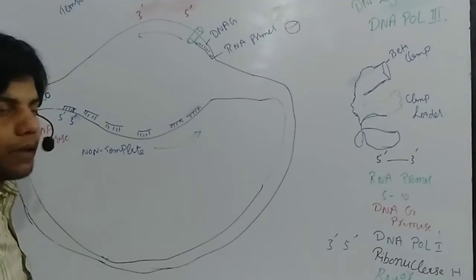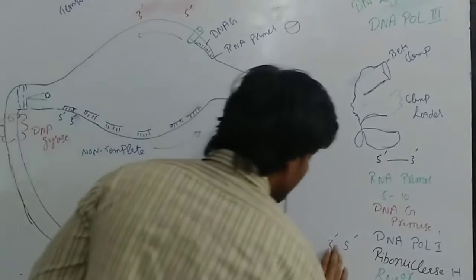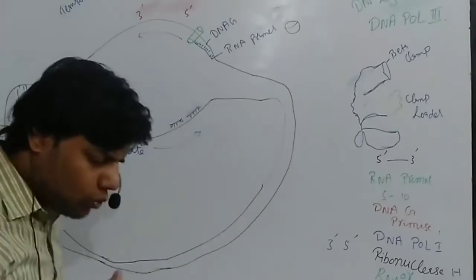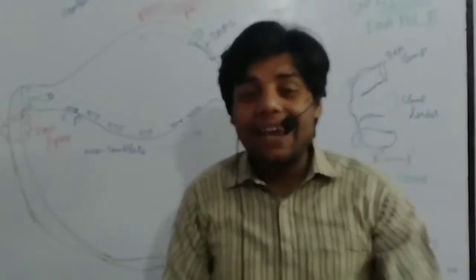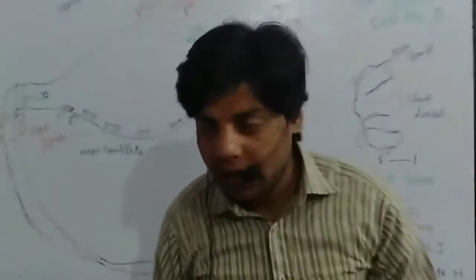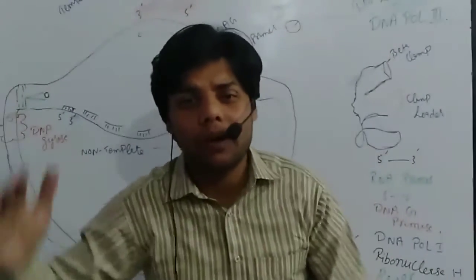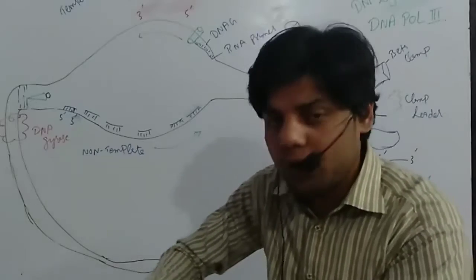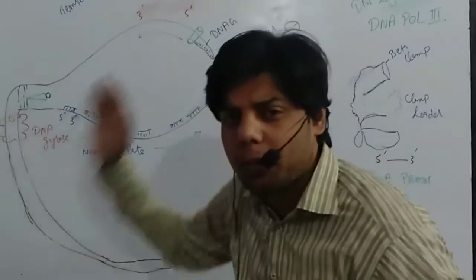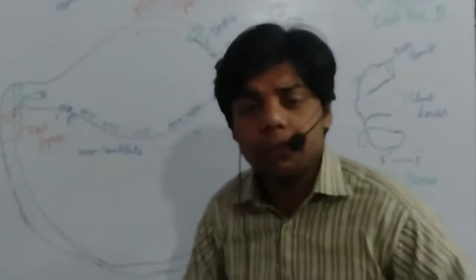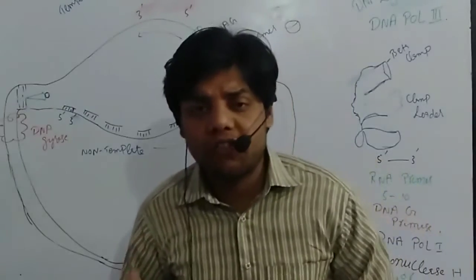3 prime to 5 prime direction. Okay. So what actually happened? Now, for the formation of the loop, this lower strand can unwind many more times as compared to the upper strand. The upper strand is not opened too much. So the lower strand can open a lot. The helicase can perform its function fast. DNA ligase can perform its function fast. Everything is going on very fast.